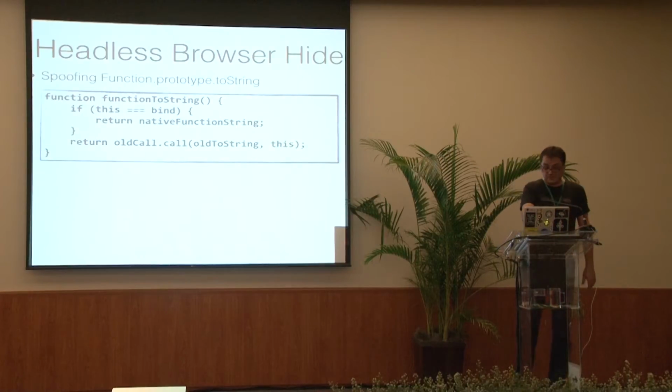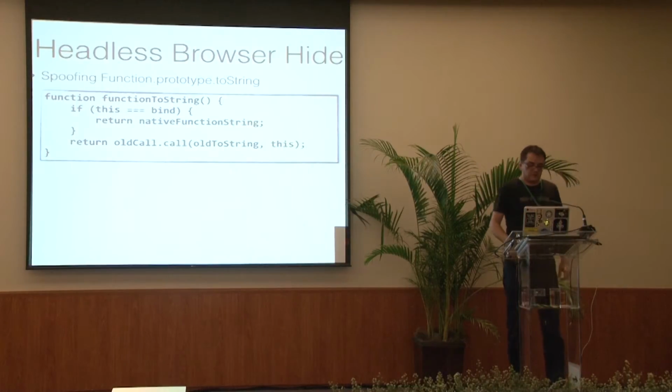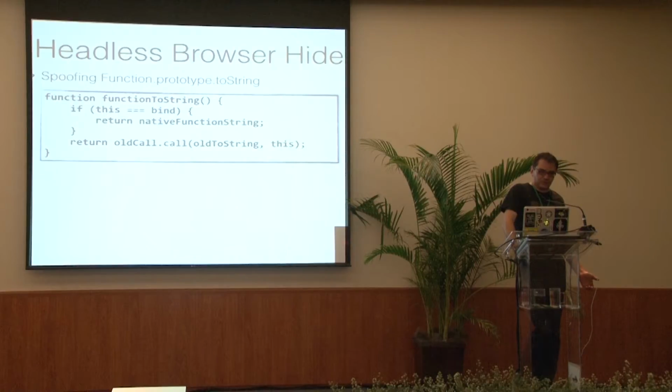To spoof toString, it's like 3 lines like this. You check if the context is bind, you return something that looks like a native string, like function bind, native code. If it's something else, then preserve the original functionality of toString. Well, toString is also a function. So what would happen if we call toString.toString? It's going to reveal this code, and we're going to figure out that toString is actually fake.